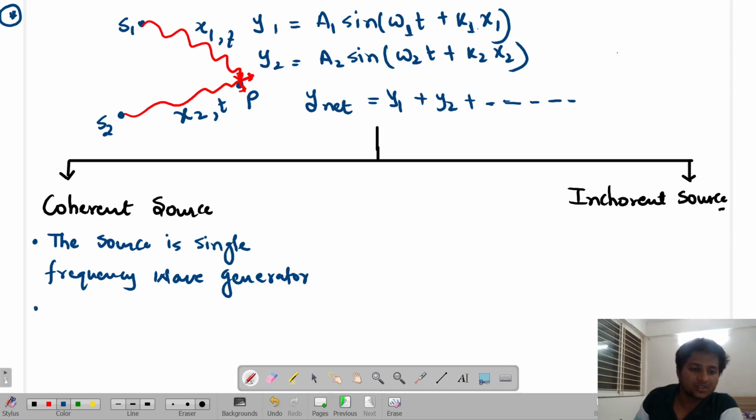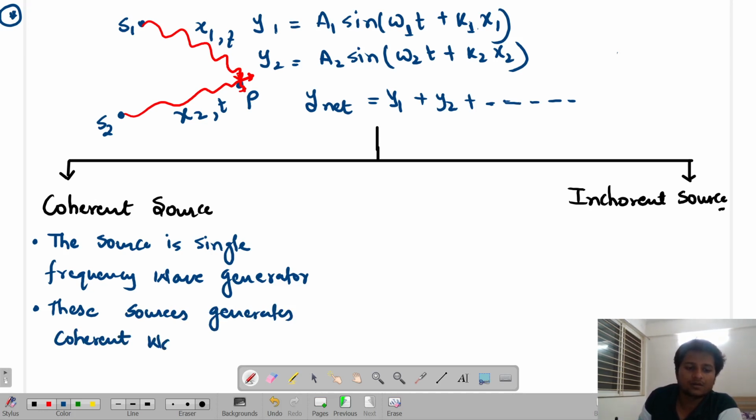And the coherent source creates which kind of waves? These sources generate coherent waves. Coherent waves. Are you able to get me or not?